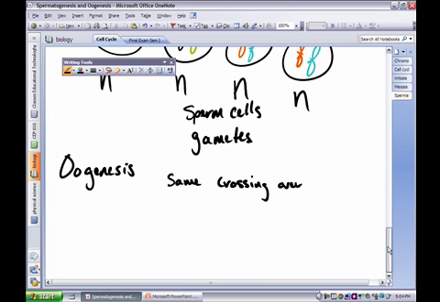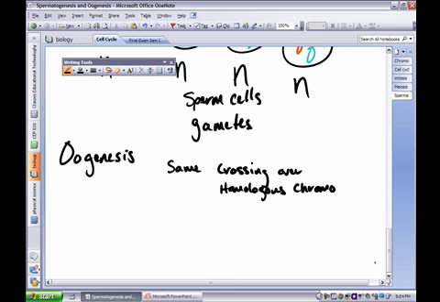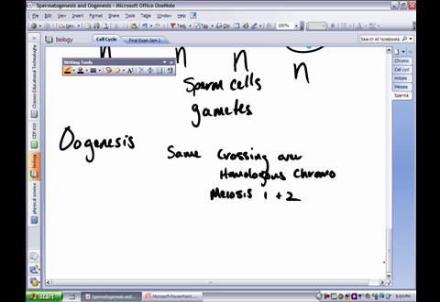The crossing over is the same. Homologous chromosomes is the same. Those are the primary things, and the steps are the same. Meiosis 1 and 2. However, although there's a lot that's the same, there is one significant difference. Let's talk about that.